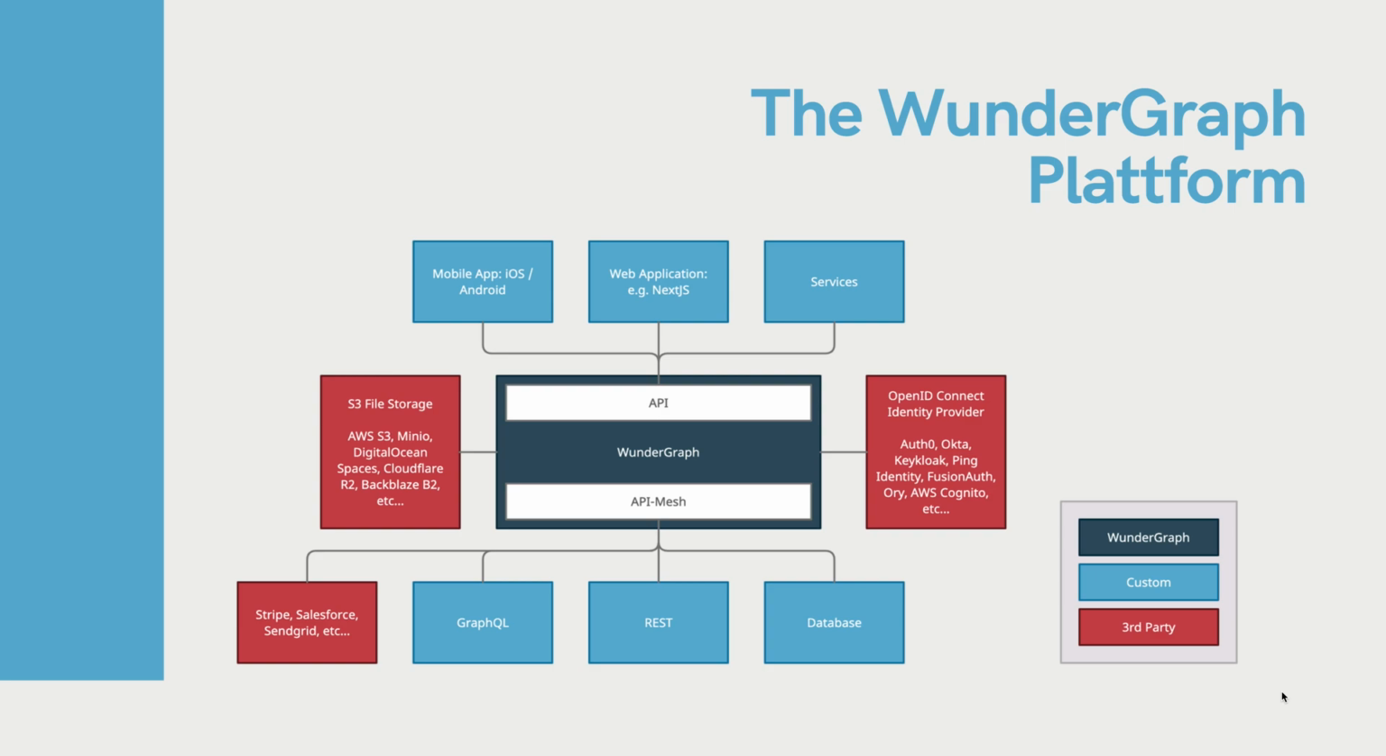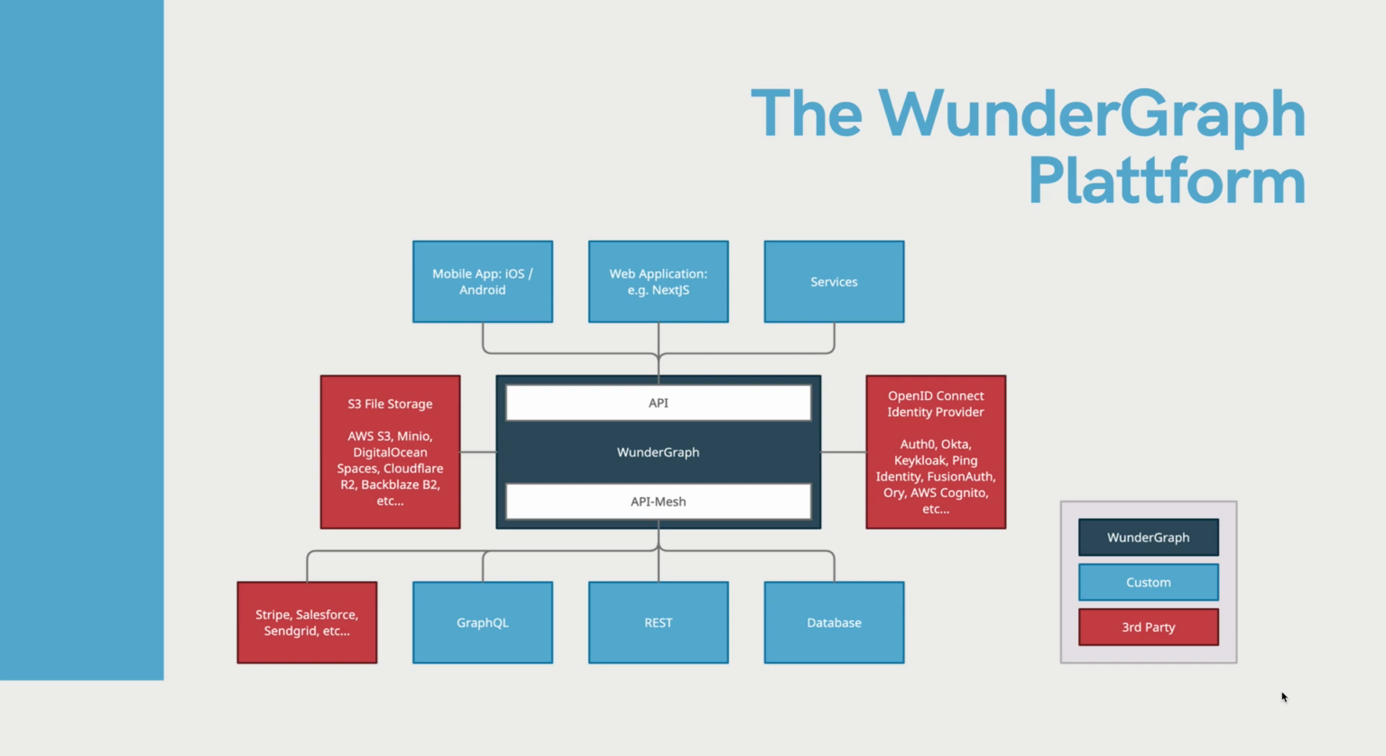We've developed something which we call the API mesh. API mesh is a GraphQL representation of all your services. So you can bring your own Stripe, Salesforce, and SendGrid account, your internal services like GraphQL and REST, or even your databases, and combine them all together into one unified API.